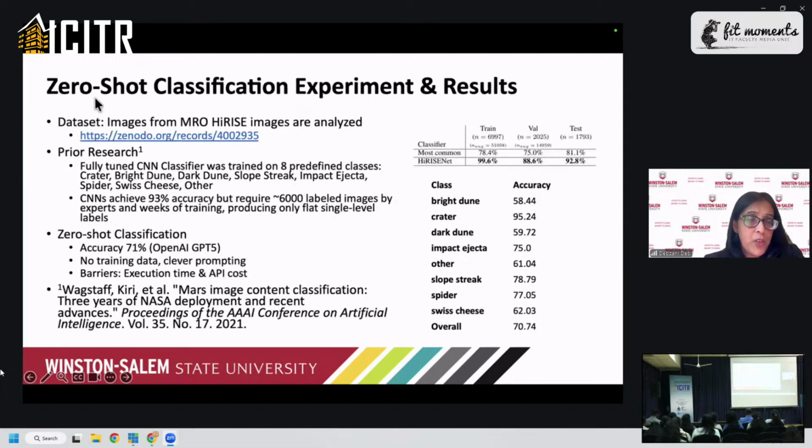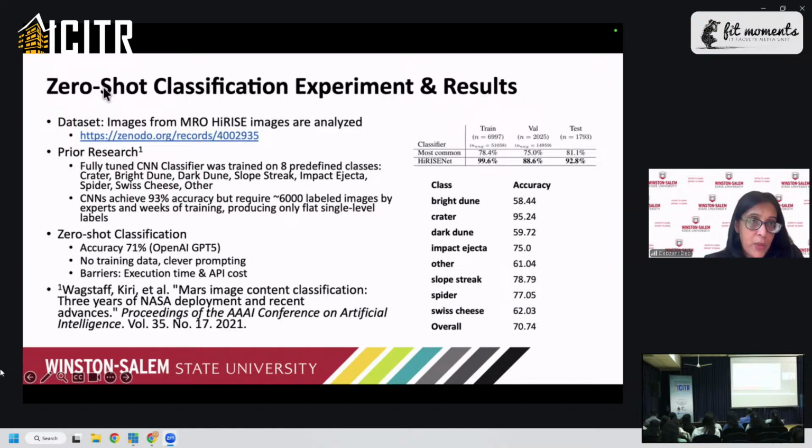Whenever we are using zero-shot classification, we compare our results with another study which was performed by a group of NASA scientists and published in 2021, and they did exactly what we are talking about. They trained a fully trained CNN classifier on those 8 predefined classes that I showed you in the previous slide, like crater, bright dune, dark dune, slope streak, all those classes. And the data set comes from this Genedu data set. So this is the link where we get our data sets from.